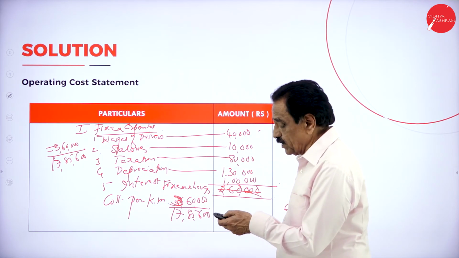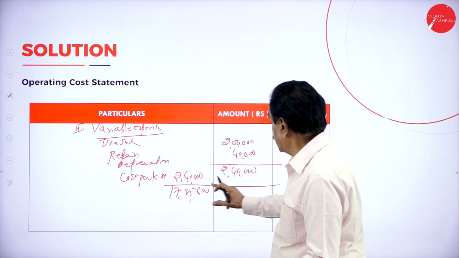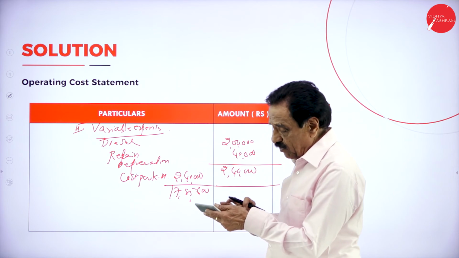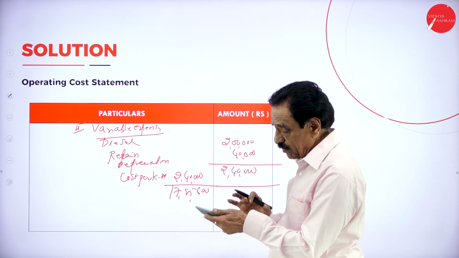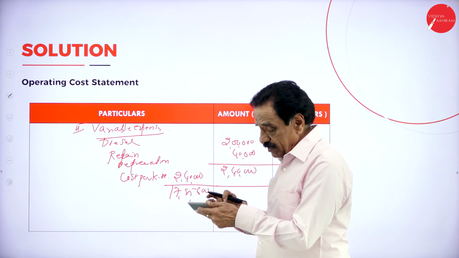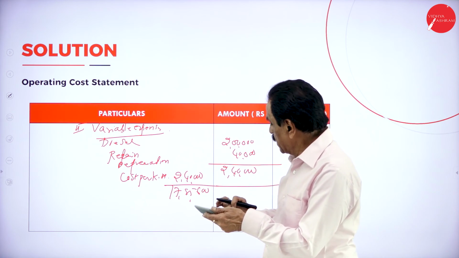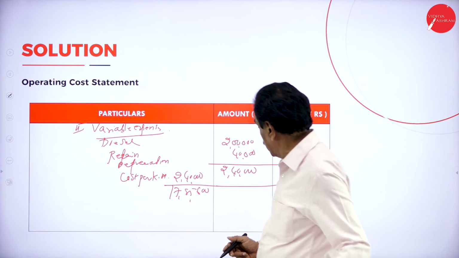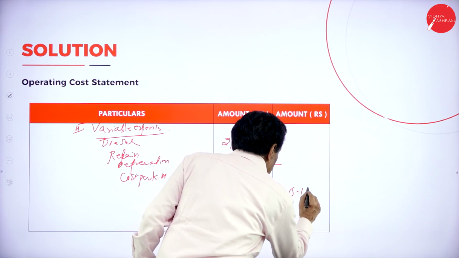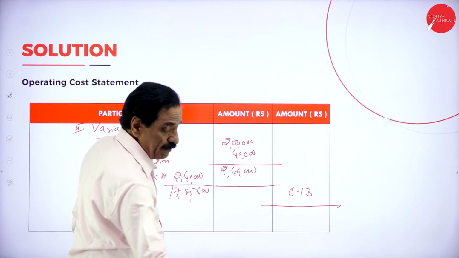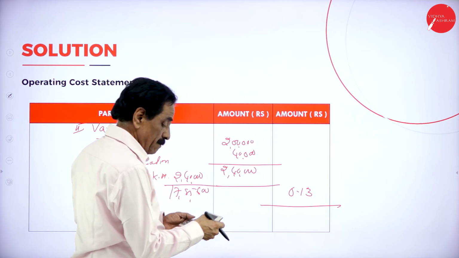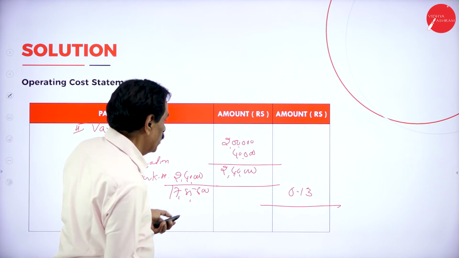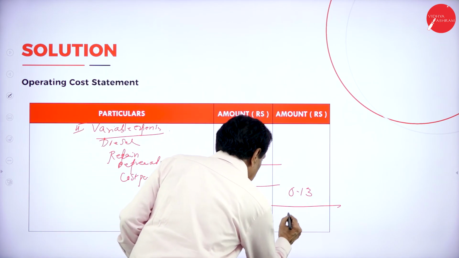Other expenditure you have taken on variable 2,40,000. 2,40,000 divided by 17 lakh 85,600 is 0.13. Add the figures. First one 0.2, so 0.33.